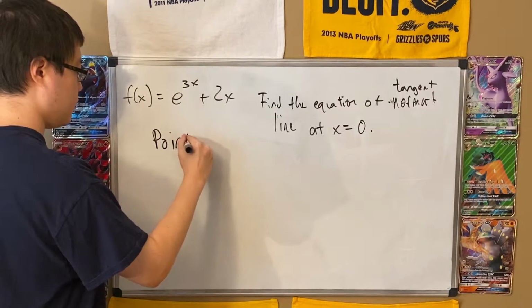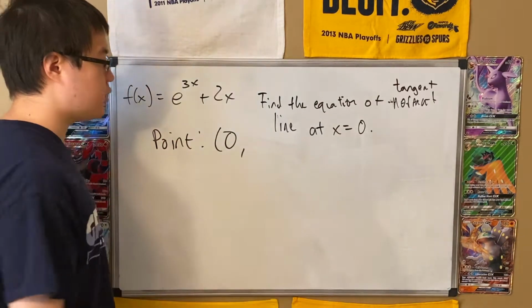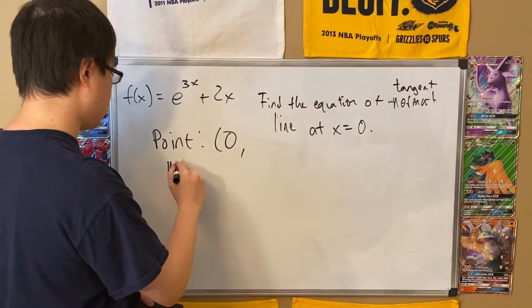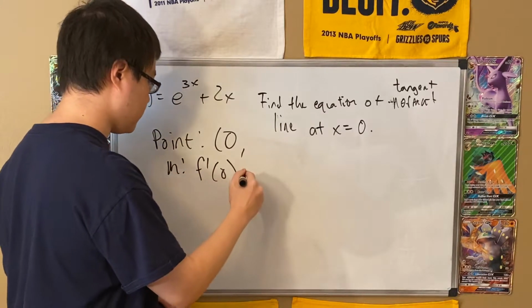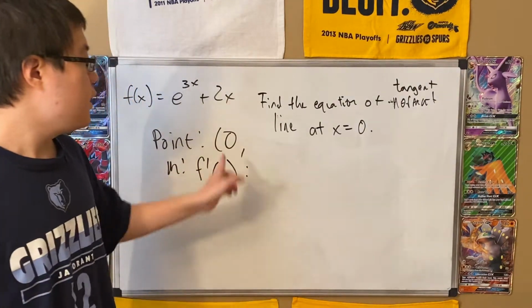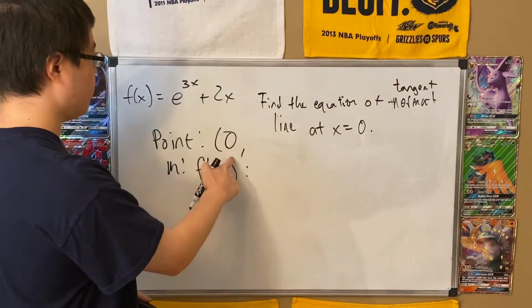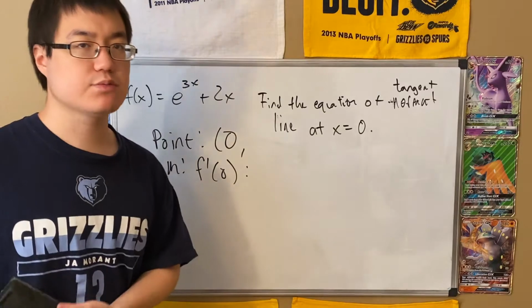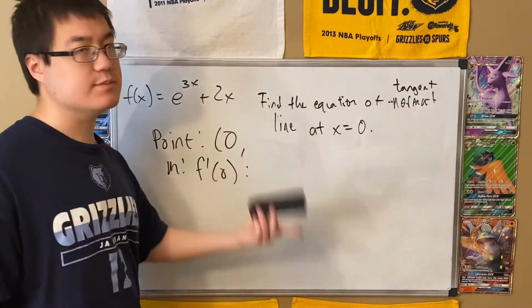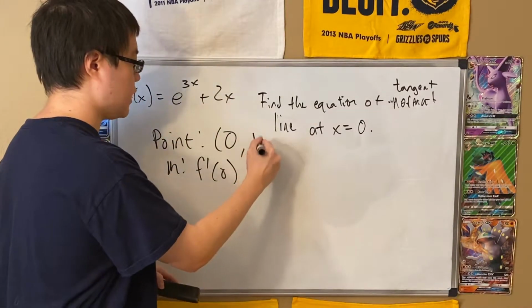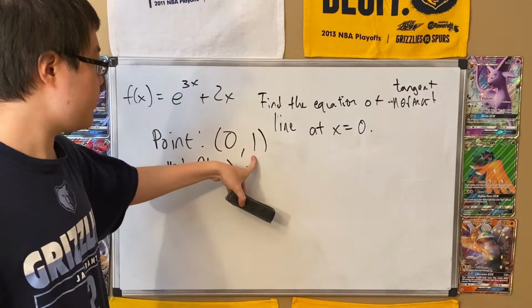Well, you need a point and a slope where the slope is the derivative. So I have my point here. It's going to be 0 comma something. Then my slope is going to be the derivative evaluated at 0. So let's get started. For the point, plugging into that x coordinate to find the y coordinate. When you plug in 0, it will be e to the 0, which is 1. 1 plus 2 times 0, that's 0. So it looks like it's 0 comma 1. Not going to complain about that.